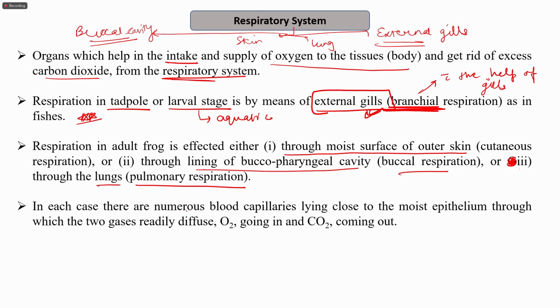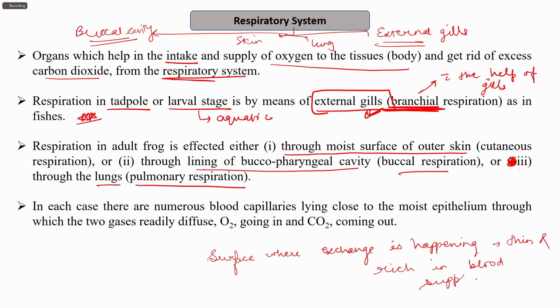In each case, what very important thing is required for respiration is firstly that the surface where the exchange of gases is happening should be thin and rich in blood supply so that it can easily exchange the gases. So the easy exchange of carbon dioxide and oxygen may happen. In each of these cases, there are numerous blood capillaries lying close to the moist epithelium through which the two gases readily diffuse. So oxygen goes in and carbon dioxide goes out.